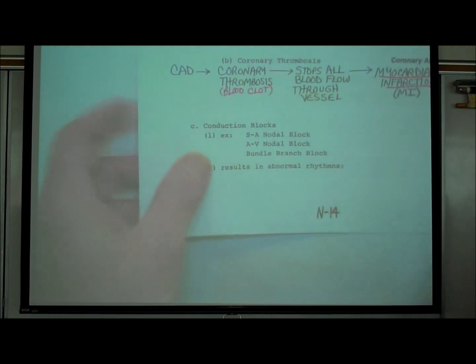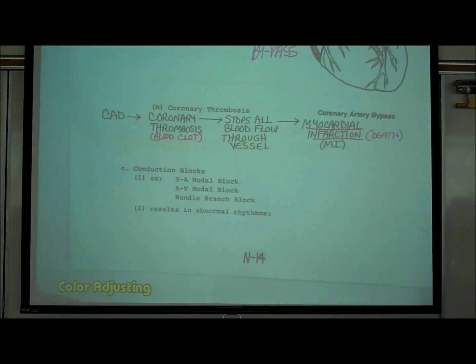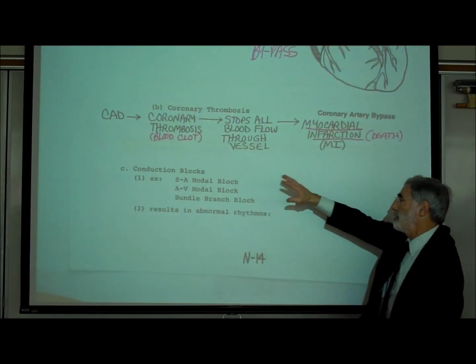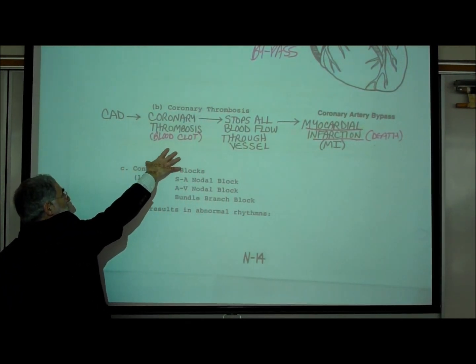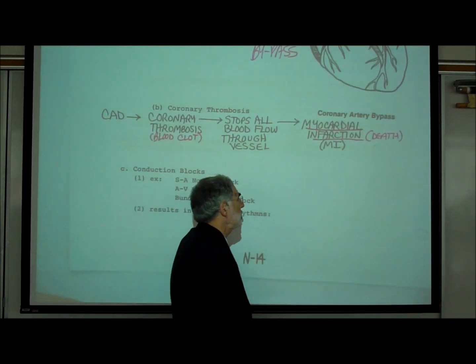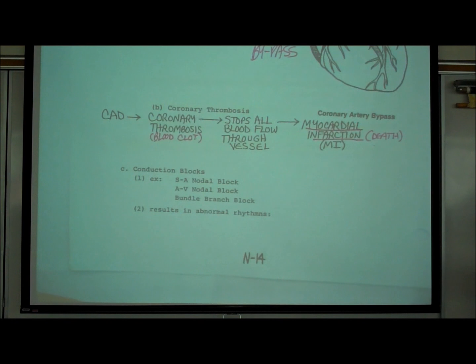Anyhow, back on page N14, let's just summarize what we said about coronary thrombosis. The coronary artery disease, the atherosclerotic plaque, increases the risk of a coronary thrombosis, a blood clot. That stops all the blood from flowing through that vessel, leading to heart muscle death, or myocardial infarction.